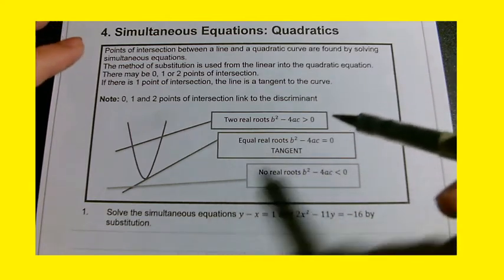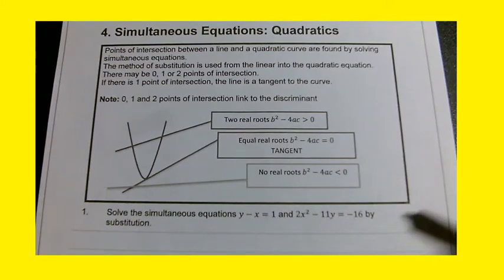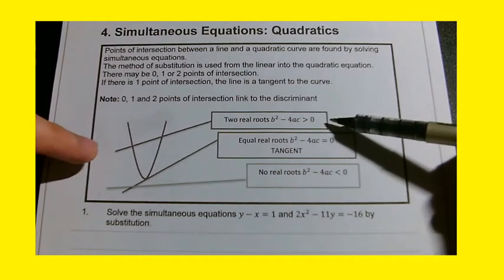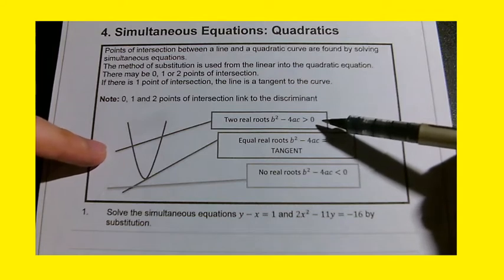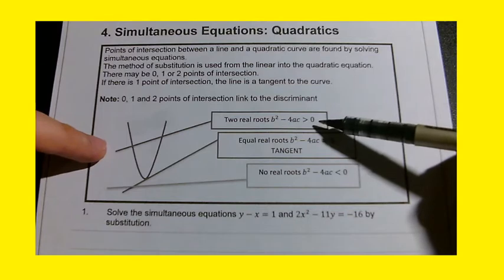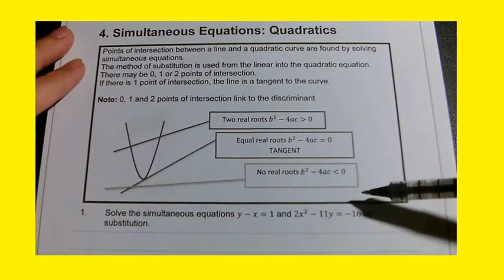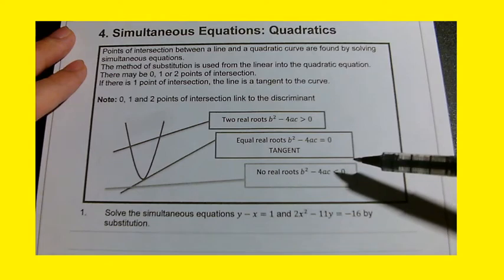But we don't just use a discriminant on the linear equation or quadratic equation, we use it at a specific point in the working where we have a quadratic in x. Okay, so if we have two real roots, the discriminant of that quadratic in x, not the original quadratic given to you, is greater than 0. If you've got equal roots, then the discriminant is equal to 0, and if you've got no real roots, the discriminant is less than 0, and the line will not intersect with the curve at all.